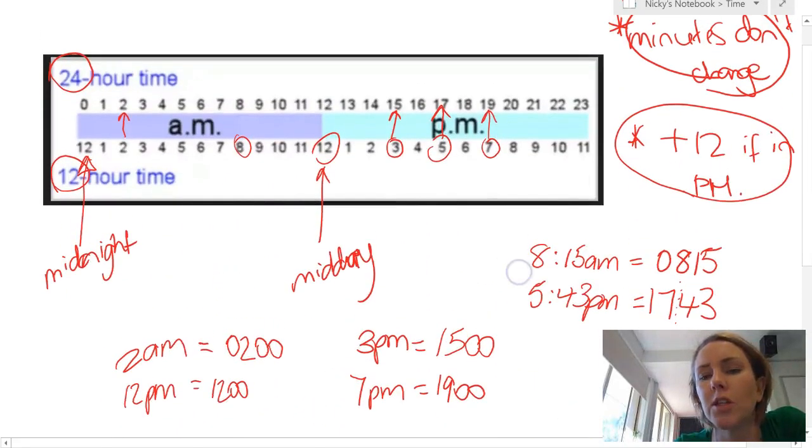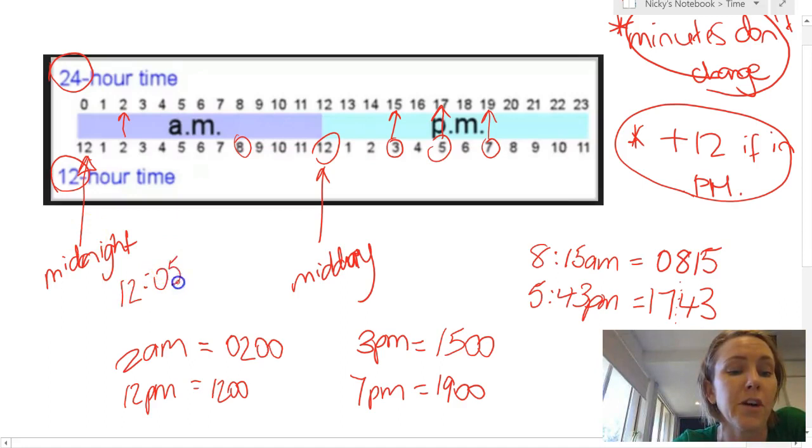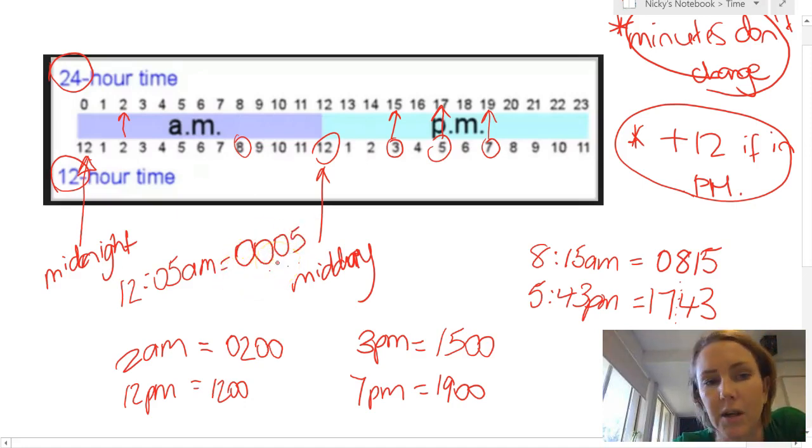Now just one more thing to point out to you. If you get a time close to past 12 midnight, let's say 12:05, 5 minutes past midnight in the middle of the night, and you've got to convert to 24-hour time, you're adding 2 zeros, 0005, 5 minutes past midnight, 5 minutes past the 0.